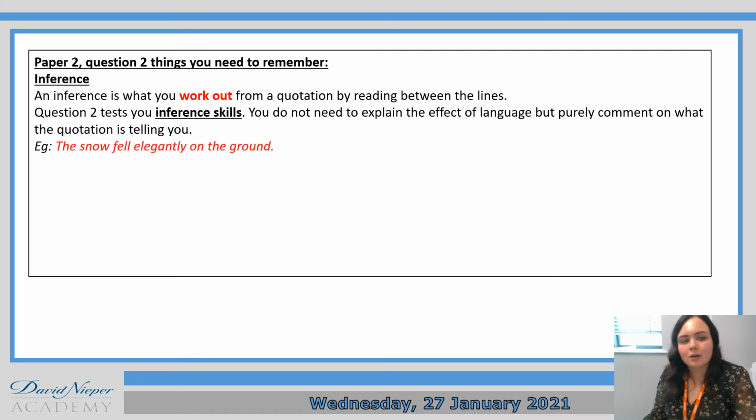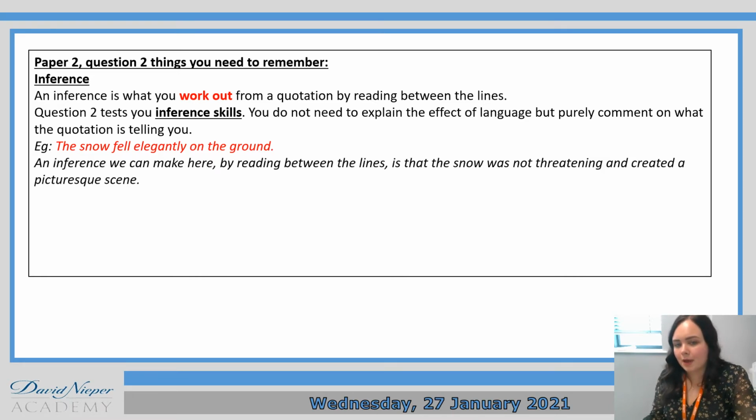So for example, if it said the snow fell elegantly on the ground, that's what the quotation says. My inference could be that the snow was not threatening and it created a picturesque scene. So it's not going to cause anyone harm. So I'm reading into the fact that it fell elegantly, it's not pounding down, it's not coming in hailstones, and I'm suggesting that it's not threatening and it's creating a picturesque scene.